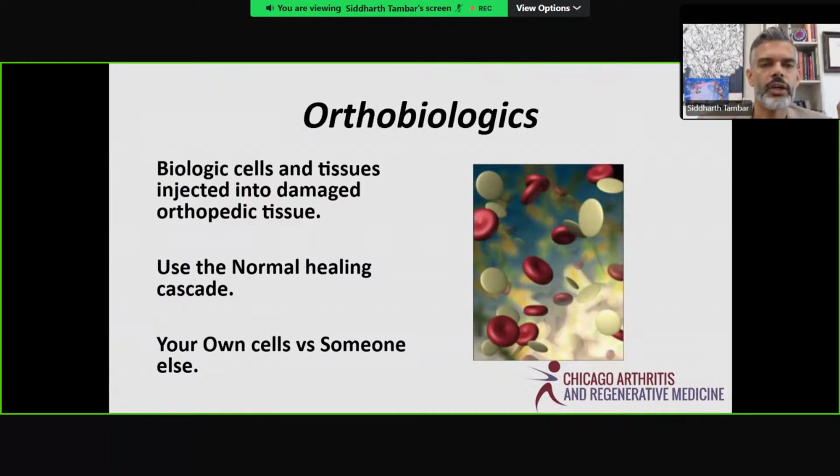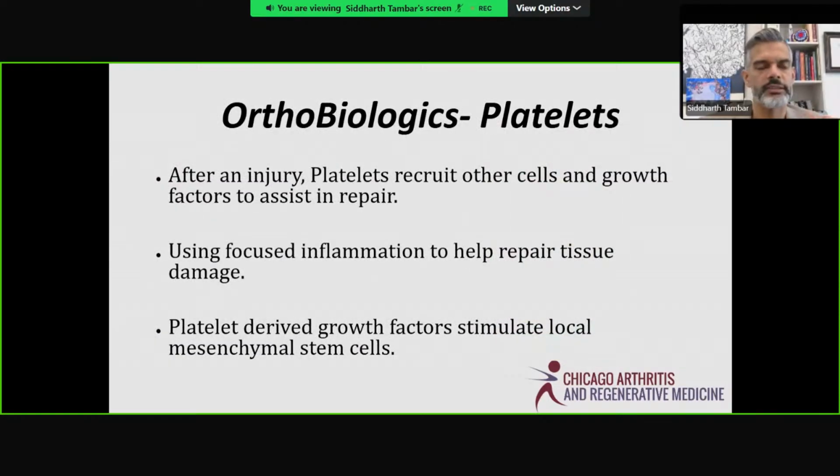Orthobiologics. These are the cells that we utilize in our RegenMed treatments. Again, it utilizes the body's normal healing process. I strongly recommend using your own cells and not somebody else's. The reason why is it's dramatically safer. The vast majority of data that's available in regenerative medicine comes from using your own cells and not somebody else's.